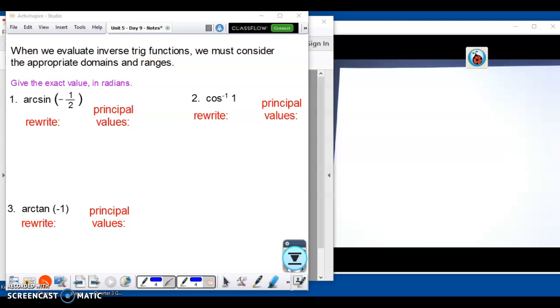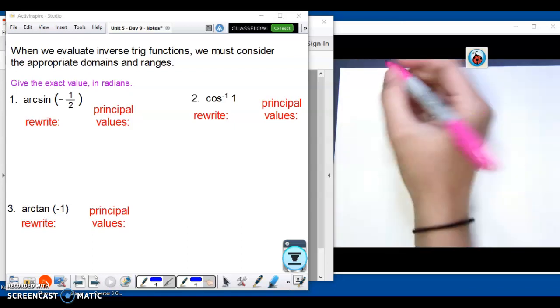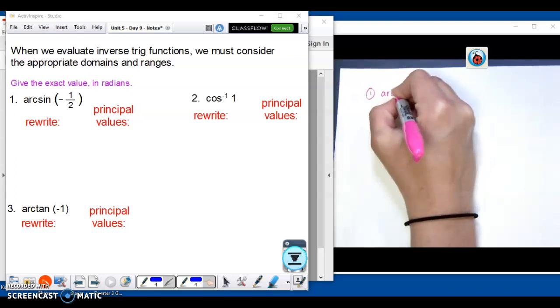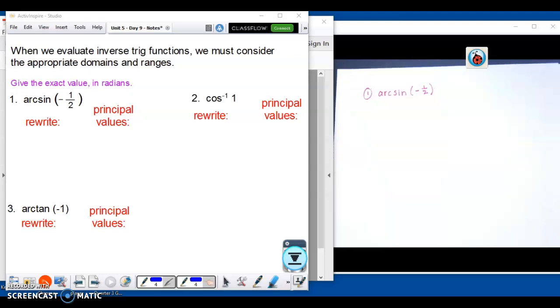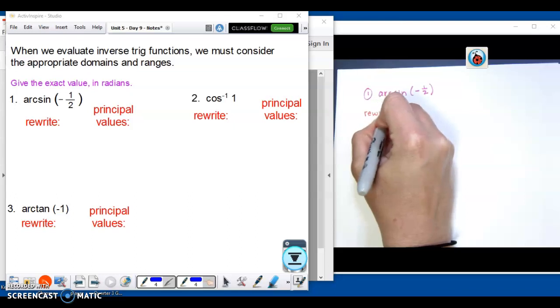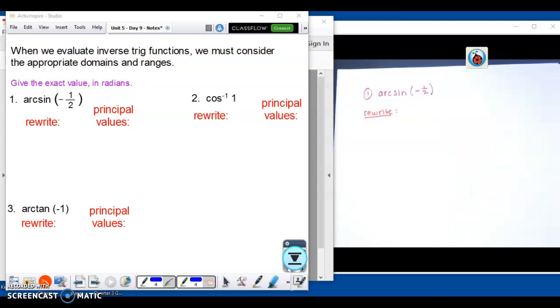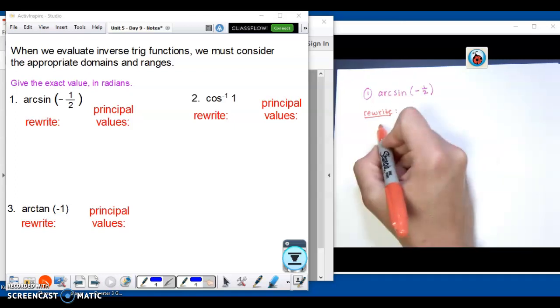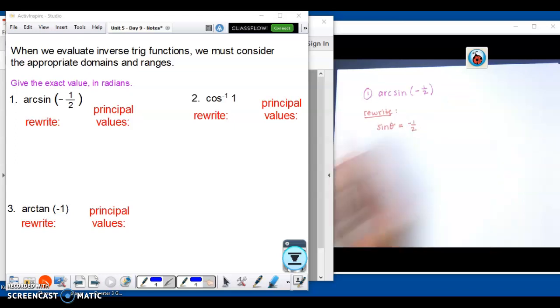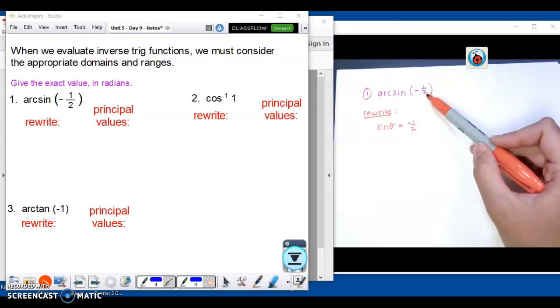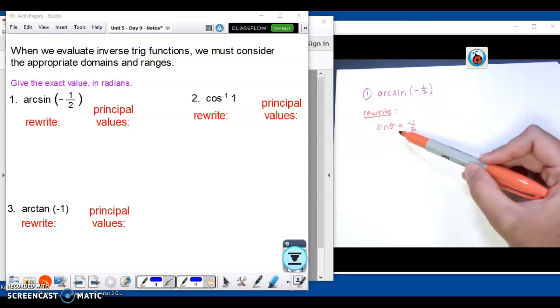So moving on to the actual problem, we're going to use those principal values and the ranges that we have. If you look at number 1, where it says arc sine of negative 1/2. The first thing we want to do is rewrite this. If it says sine to the negative 1, or arc sine, remember that just means inverse sine. To rewrite it, you're going to write sine theta equals whatever's in the parentheses, which is negative 1/2. So arc sine of negative 1/2 means the same thing as where is sine theta equal to negative 1/2.